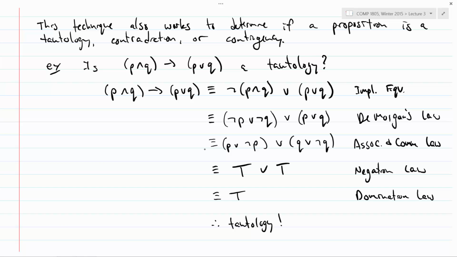Right, so the way you tell it's a contingency is if you get down to something that you know for sure you could make true or false. So what will happen is you'll simplify it down to P, say. And at that point you say to yourself, oh, well, P could definitely be true or false. It depends on the value of P. Right, that's clearly the case.